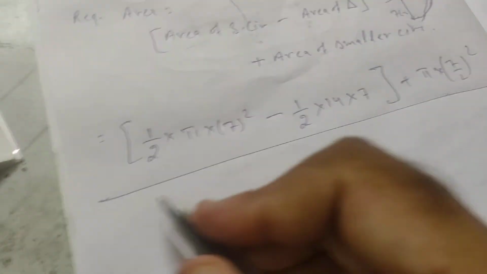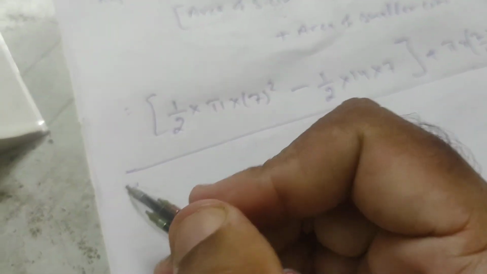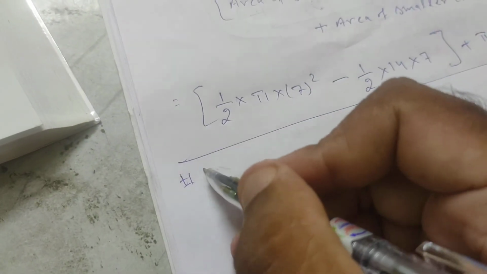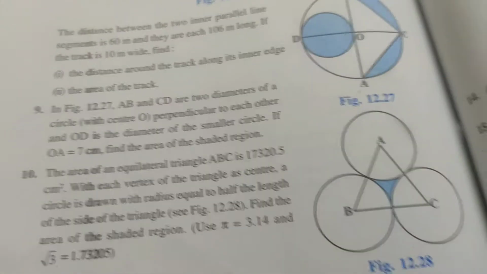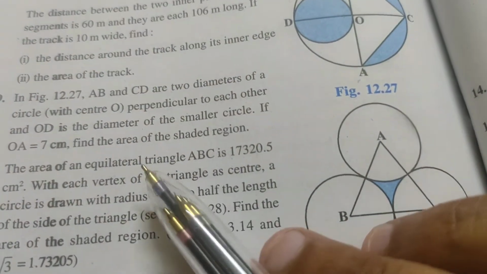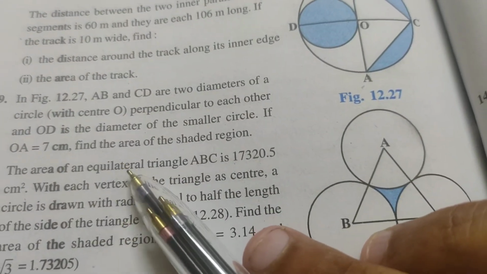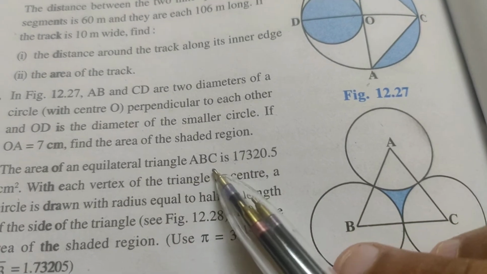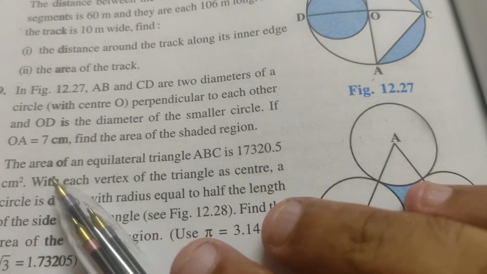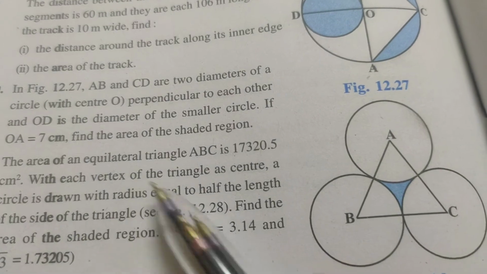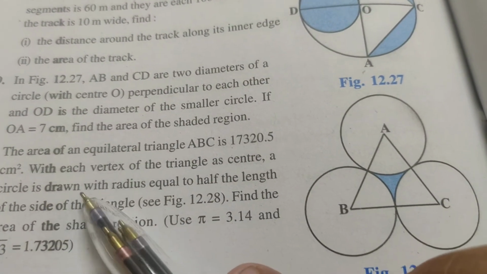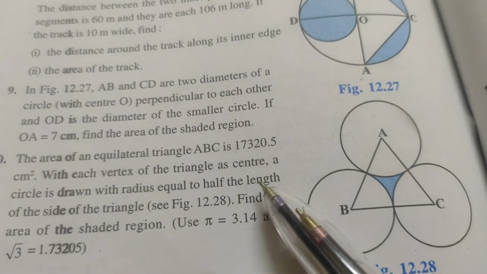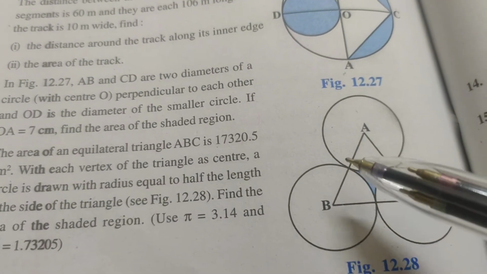Next question, our next question is the 10th question, that is the area of an equilateral triangle. Listen, equilateral triangle ABC is this centimeter square, with each vertex of the triangle as center, a circle is drawn with the radius equal to half the length of the side of the triangle.